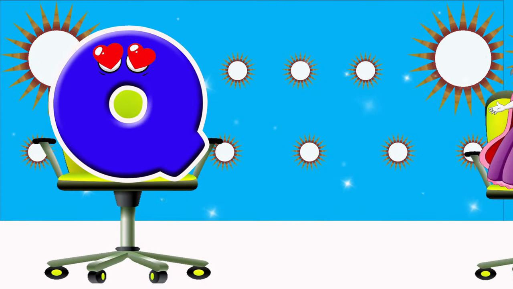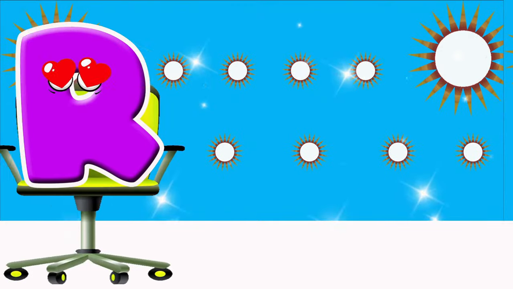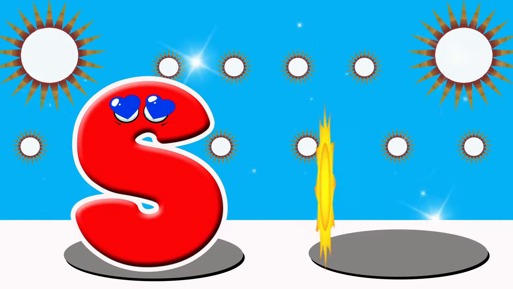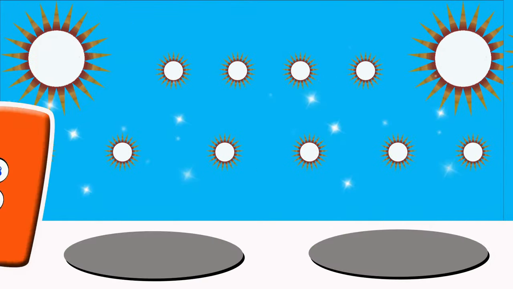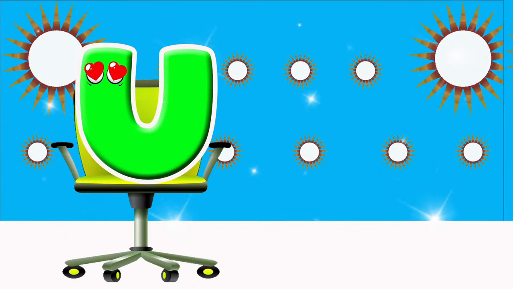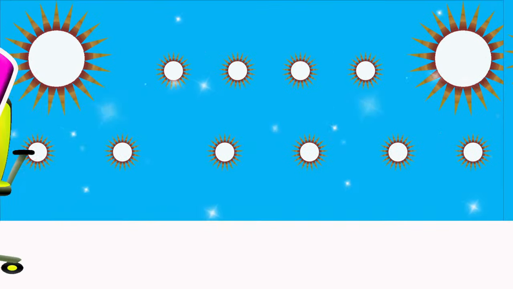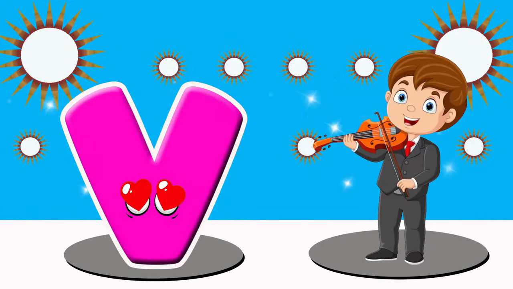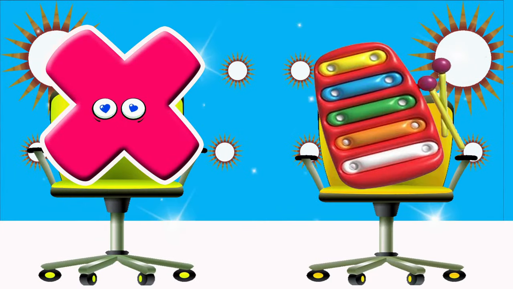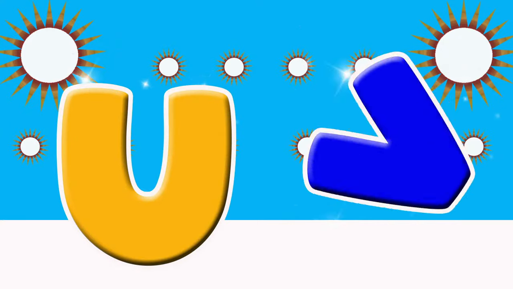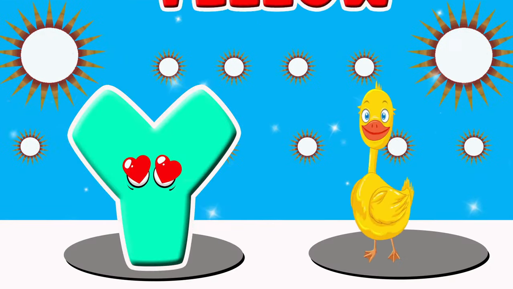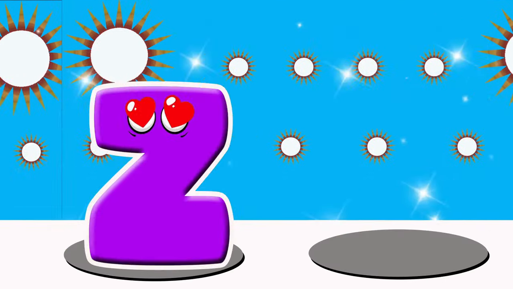Q is for queen, queen. R is for rabbit, rabbit. S is for sun, sun. T is for toad, toad. U is for umbrella, umbrella. V is for violin, violin. W is for watch, watch. X is for xylophone, xylophone. Y is for yellow, yellow. Z is for zebra, zebra.